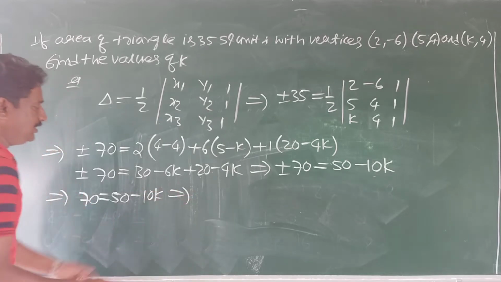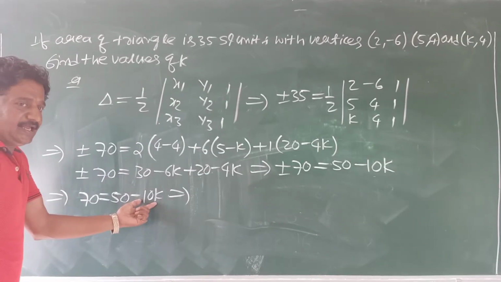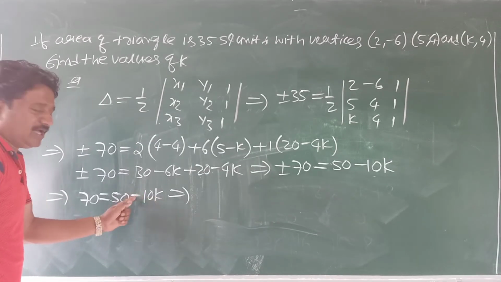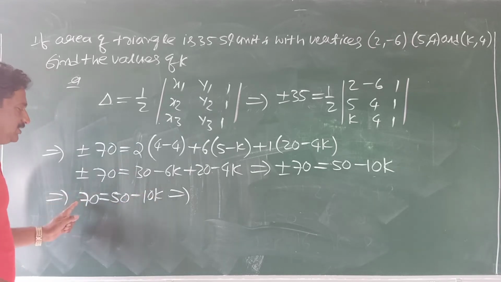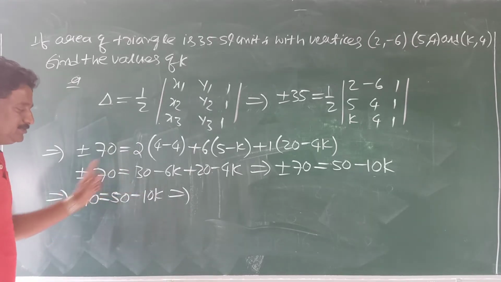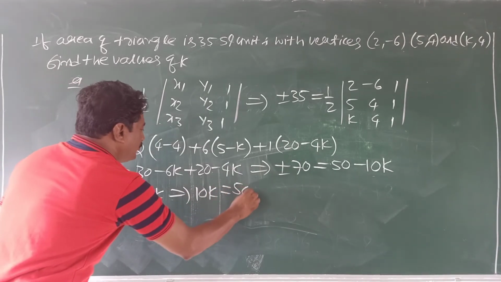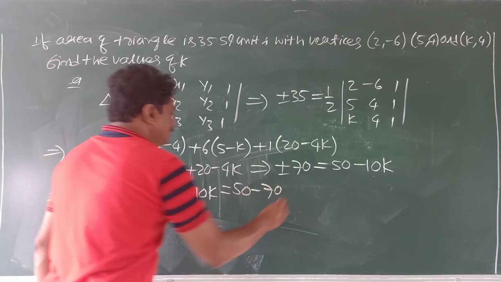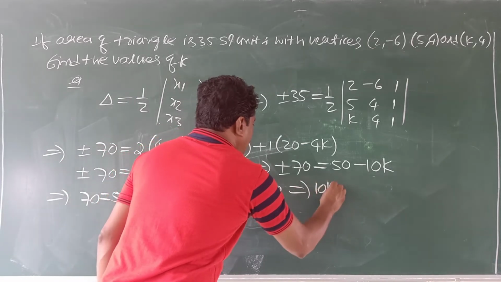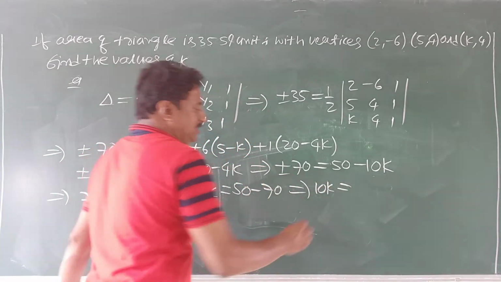You do one thing, k is required. Here the term k has a negative sign. Bring that to this side. It is a better way. 10k is equal to 50 minus 70. So that is 10k equals 50 minus 70, which is minus 20.